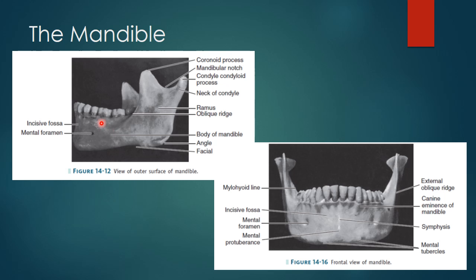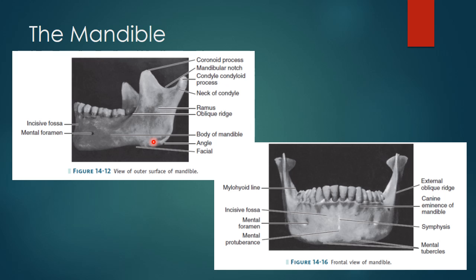The mandible has a horizontal portion and a vertical portion. The horizontal portion is called the body of the mandible, and the two vertical portions are called the rami. The rami join the body at an obtuse angle. This is called the angle of the mandible.